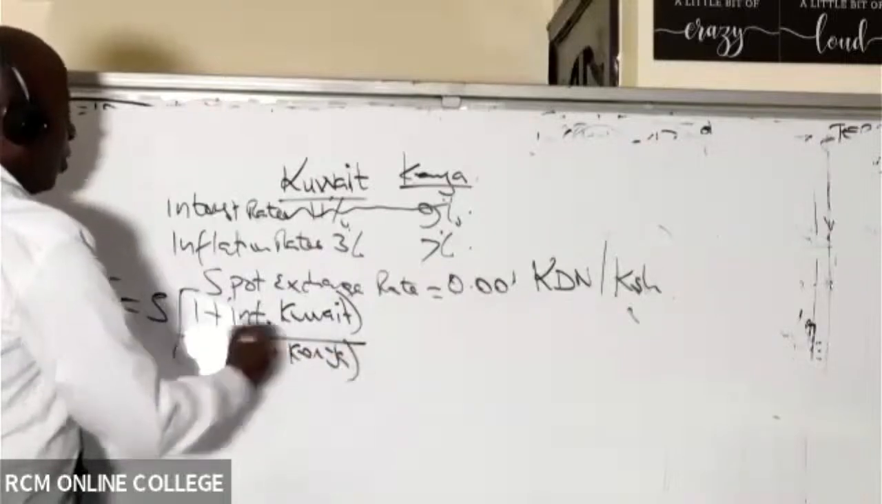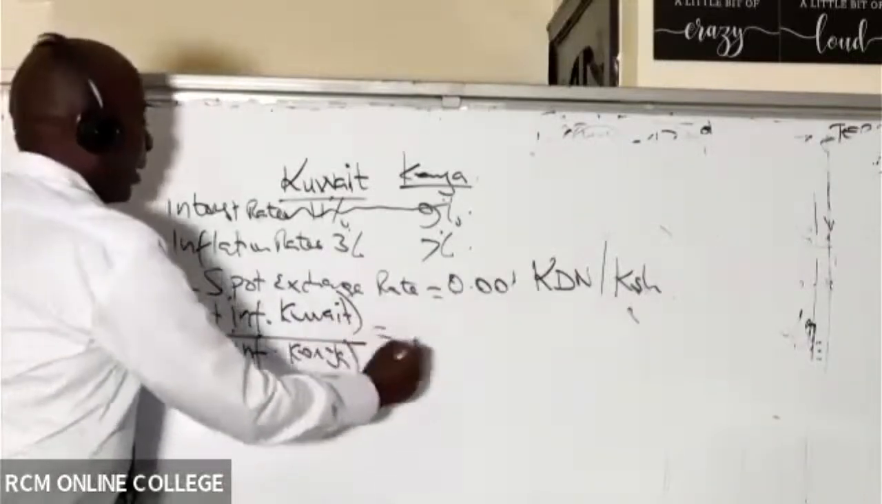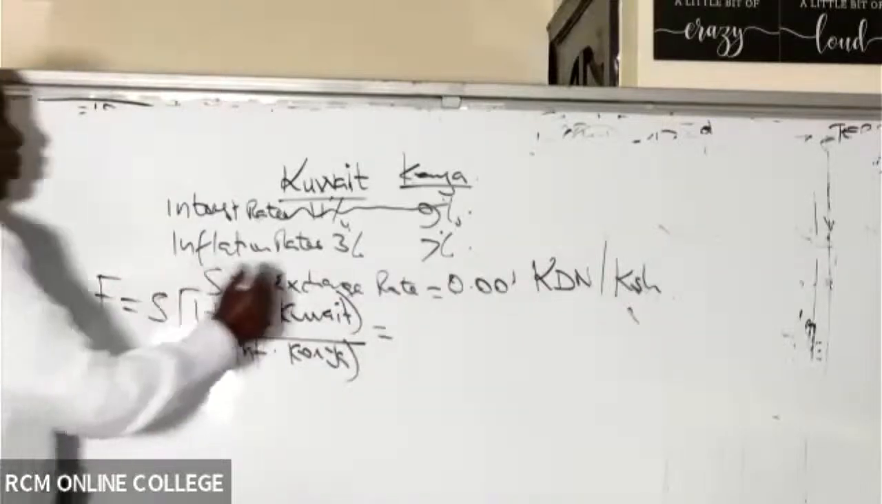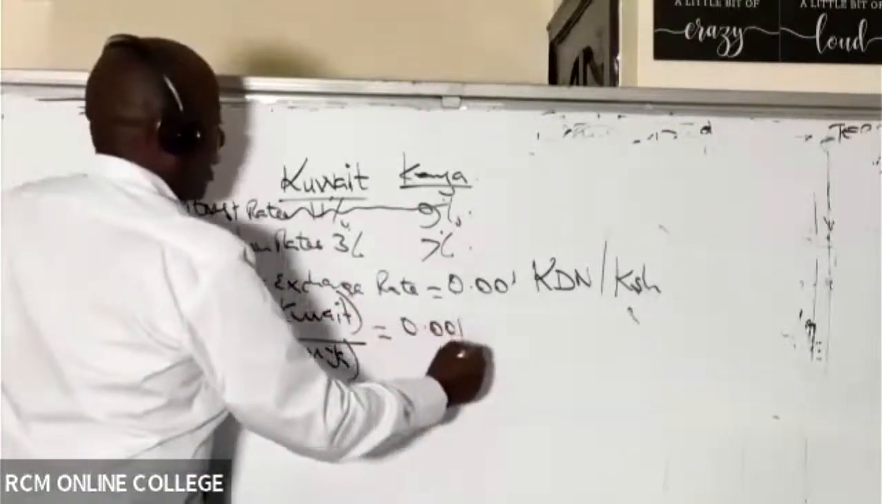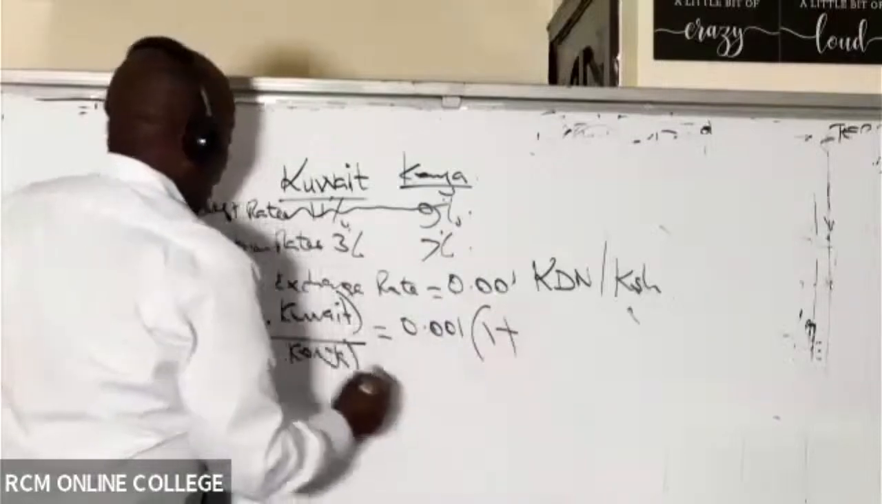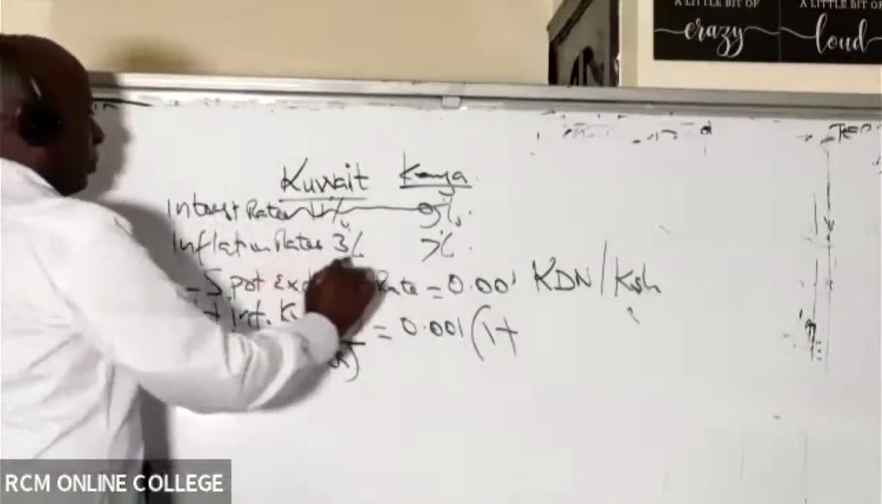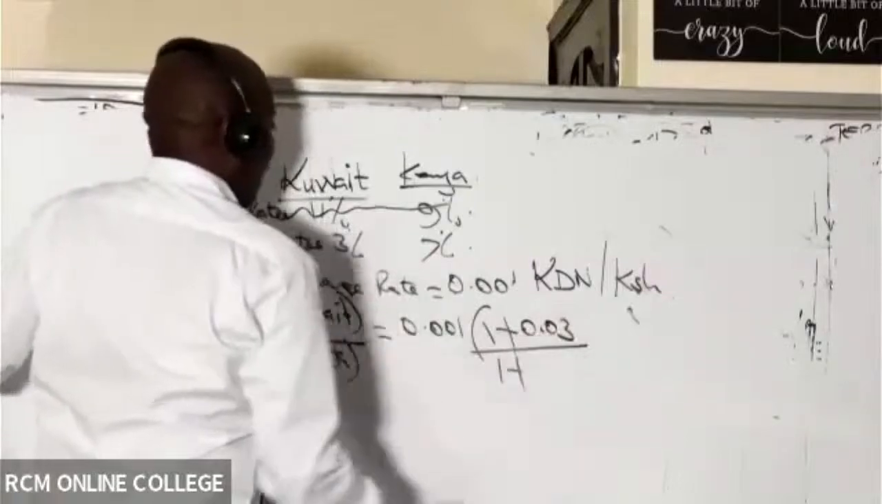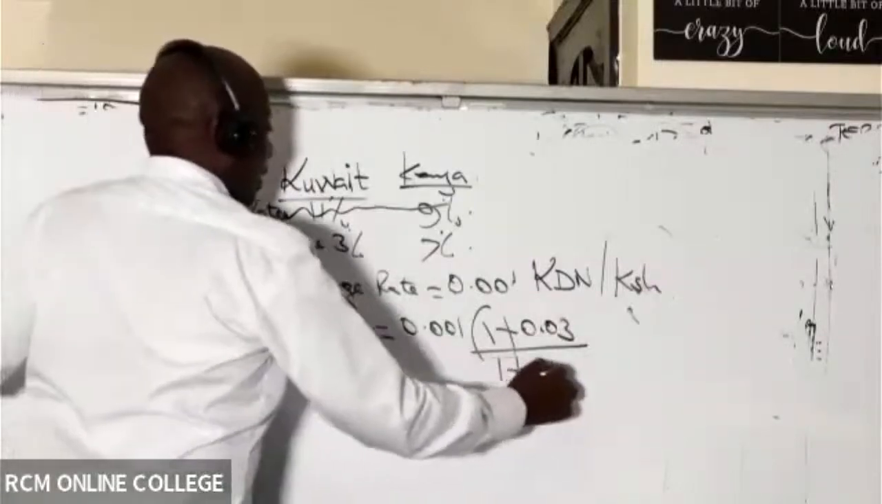Ukiconfuse hiyo, unapatikana vibaya sana. Kwa hivyo sasa S hapa itakuwa ni 0.01, 0.01 into 1 plus Kuwait inflation. Kuwait inflation is 0.03, all over 1 plus inflation in Kenya, 0.07.